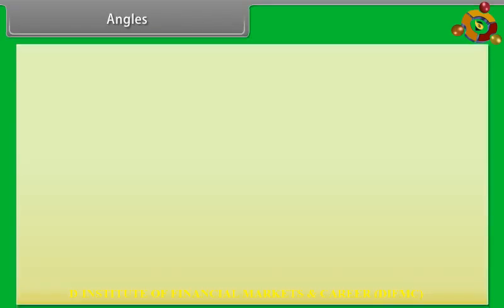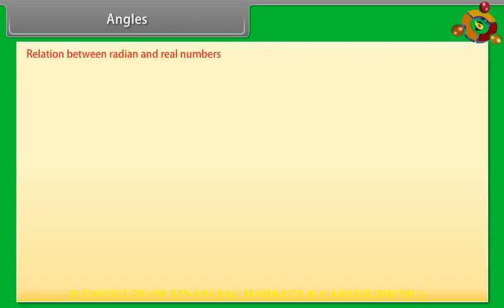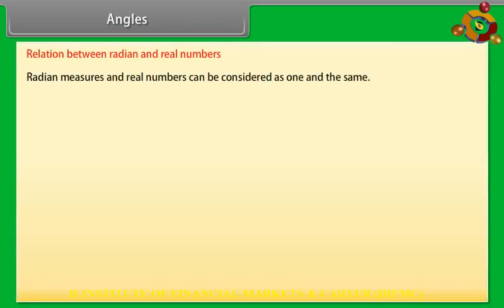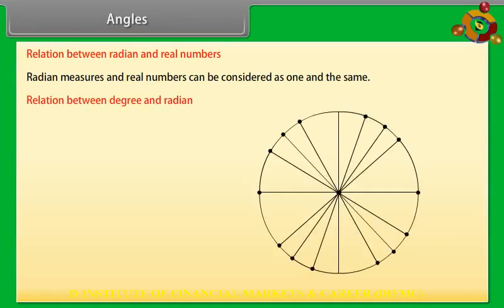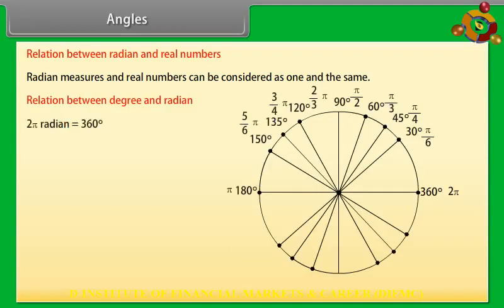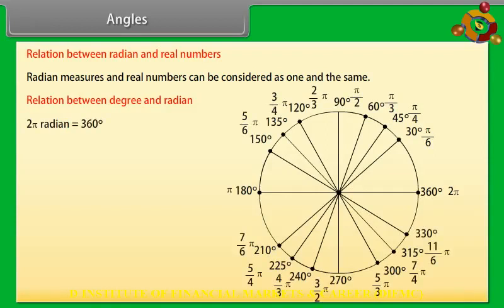Angles. Relation between radian and real numbers. Radian measures and real numbers can be considered as one and the same. Relation between degree and radian. 2 pi radian is equal to 360 degree. Pi radian is equal to 180 degree.